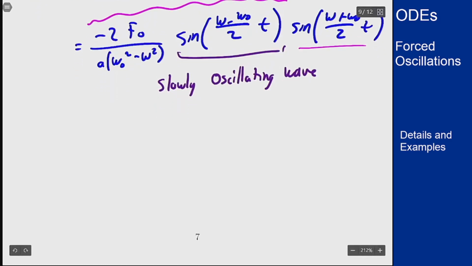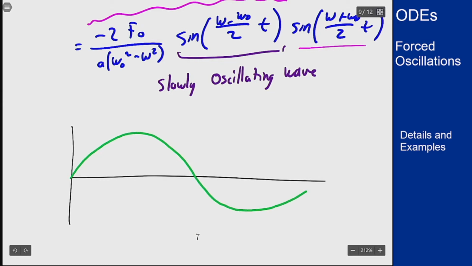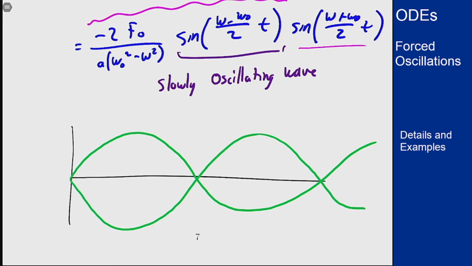I could try to draw a graph of what this might look like. And if I draw the slow wave first, I can have the slow wave that oscillates like this. I'll draw its negative as well. And then I have a faster wave oscillating in between them. So just like envelope curves for underdamped, unforced oscillation, we have here a solution curve that's going to bounce between the top and bottom curves as it oscillates through.